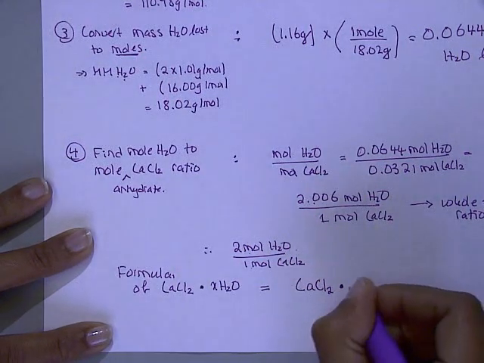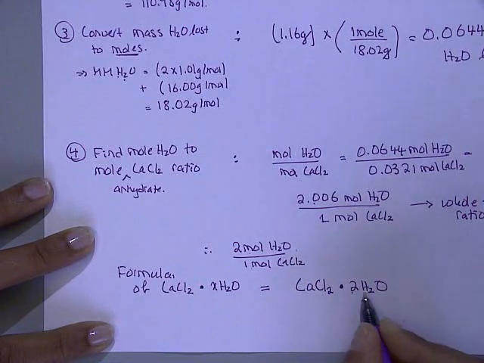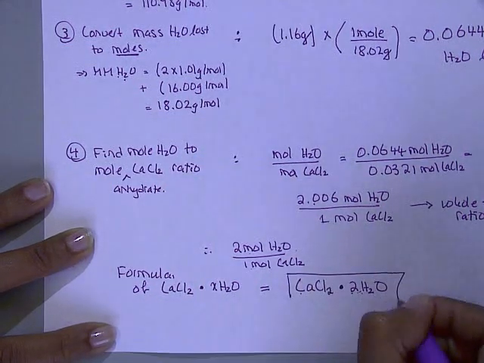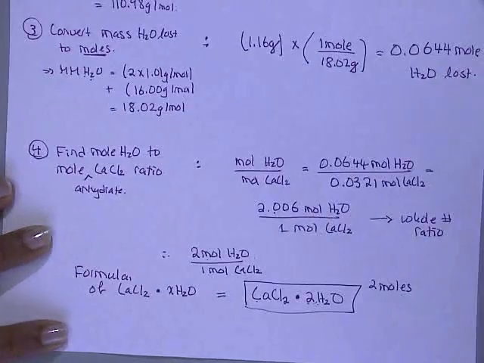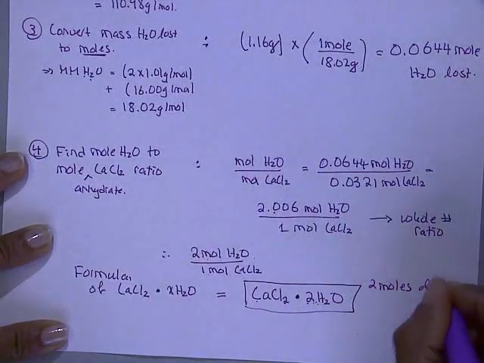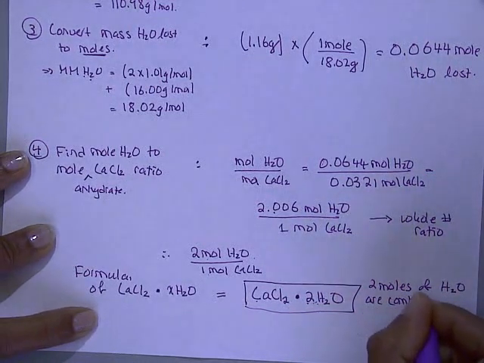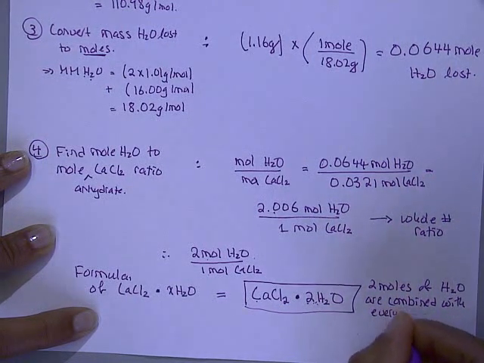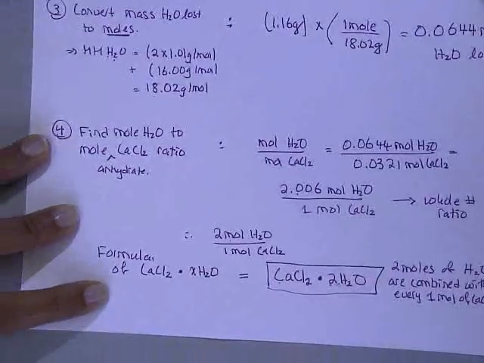So it's calcium chloride times 2 moles of water. Remember, the unit is moles, 2 moles of water per 1 mole of calcium chloride. Let's write this out so that you understand what we're actually looking at. 2 moles of H2O are combined or absorbed with every 1 mole of calcium chloride.